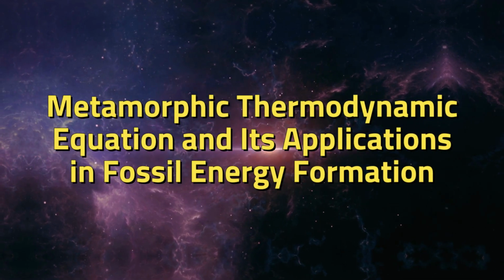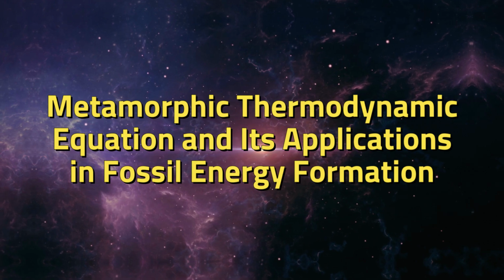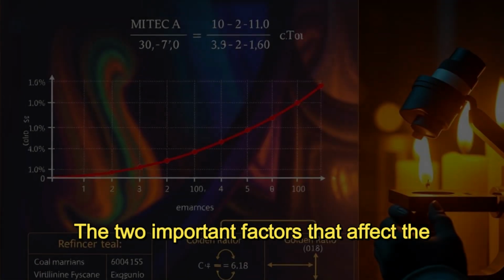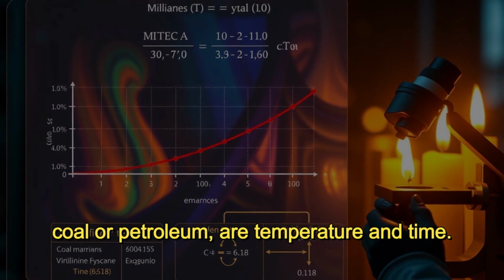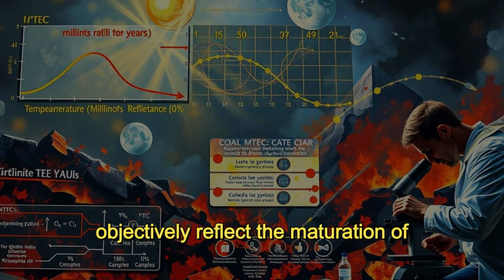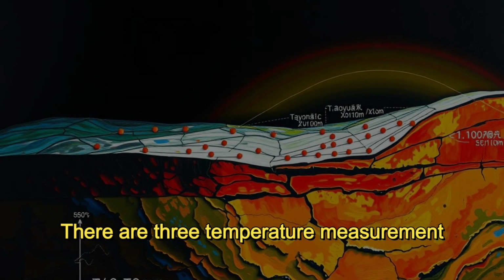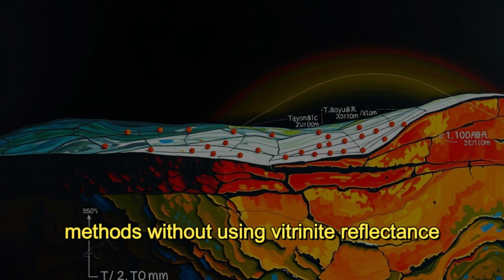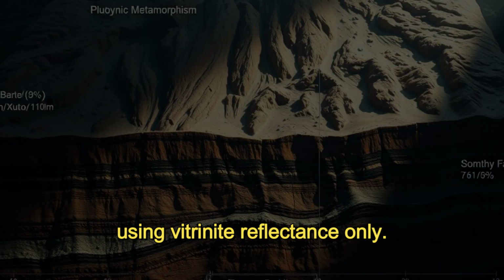Metamorphic thermodynamic equation and its applications in fossil energy formation. The two important factors that affect the metamorphic processes of fossil energy, coal or petroleum, are temperature and time. Vitrinite reflectance is used to objectively reflect the maturation of sedimentary organic matter. There are 3 temperature measurement methods without using vitrinite reflectance and 4 temperature calculating methods using vitrinite reflectance only.